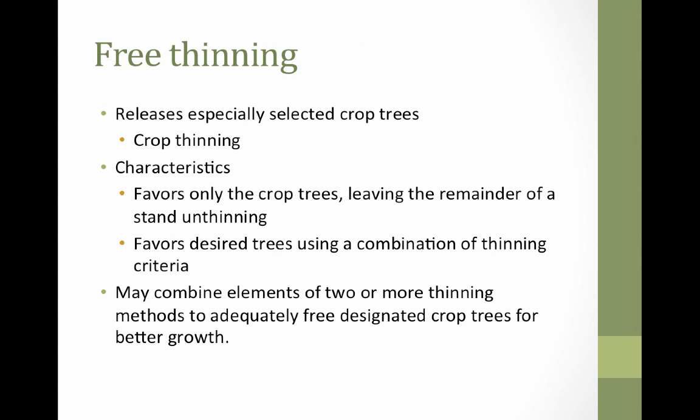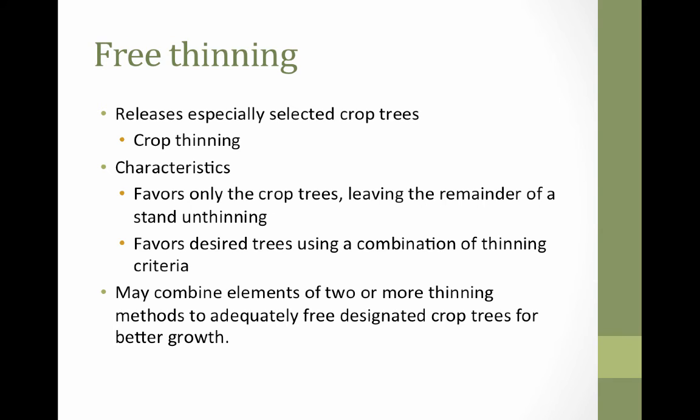The last type of thinning is called free thinning. We use this thinning especially when selecting for crop trees. It can also be called a crop thinning. And some characteristics include favoring only the crop trees and leaving the remainder of the stand unthinned. So basically you have some kind of goal of maintaining or increasing quality in such and such a species. You can use a free thinning to really focus on those species.